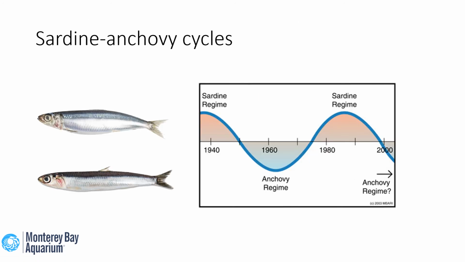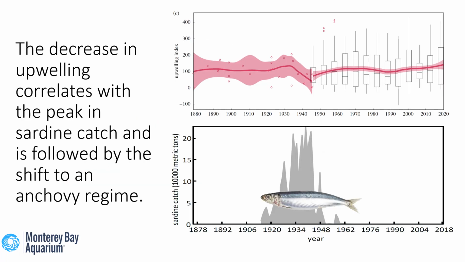And to look further into that, in this system, others, including researchers at MBARI, the Monterey Bay Aquarium's Research Institute, the partner institution of the Monterey Bay Aquarium, have documented regime cycles that alternate over multiple decades between forage fish species, the sardine regime during warm phases and the anchovy regime during cool phases. And these temperature phases are part of the Pacific decadal oscillation, a large basin-wide process. The decrease in upwelling that the seaweed documented correlates with the peak in sardine catch that happened in Monterey's famous sardine cannery era. And it's followed by a shift to an anchovy regime, which was the crash of that industry.